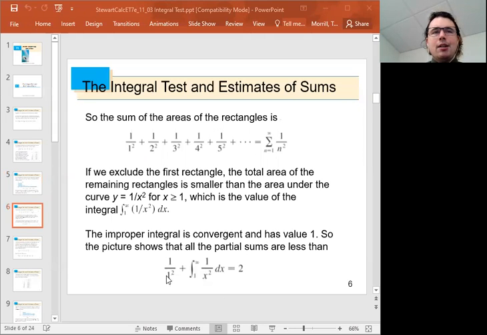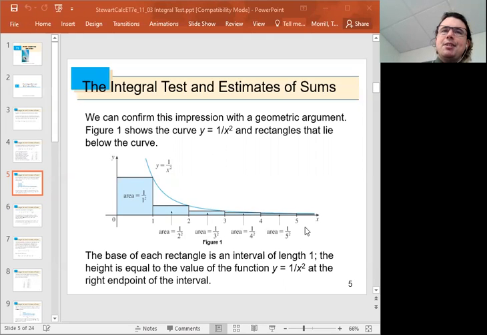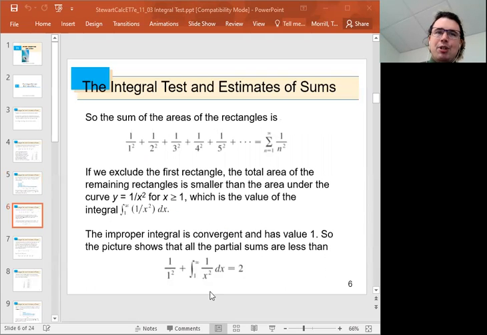And this improper integral actually converges to a value of 1. So is there a finite amount of area contained in all of these rectangles when I put them together? Yes. How much of it is there? Less than 2 units of area. So I don't have an exact value for this series, but now I know it converges based off of being able to calculate an improper integral.